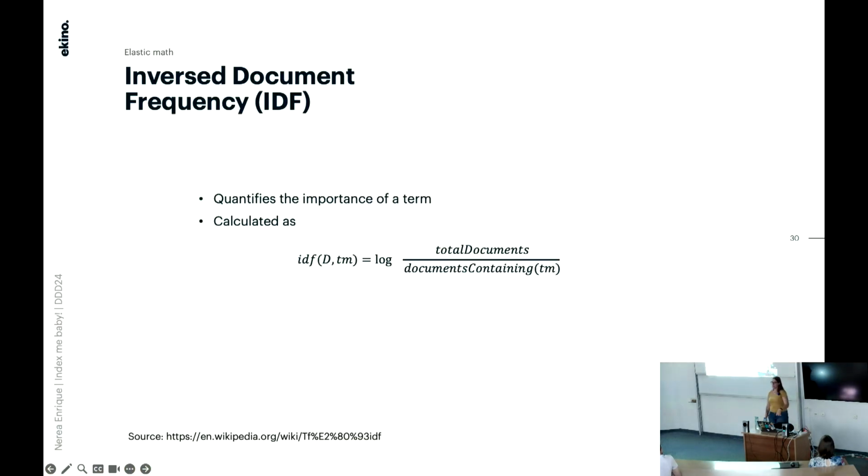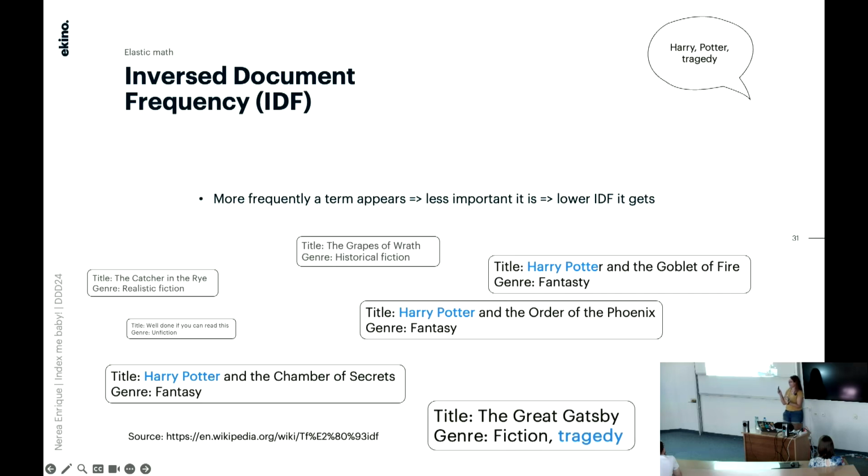So we're going to have first the inverse document frequency. So it's just a way to let us know if a term in the user query is important. Yes, it's important in the document. So let me explain it better. So let's say that's your query. So it's Harry Potter and tragedy.